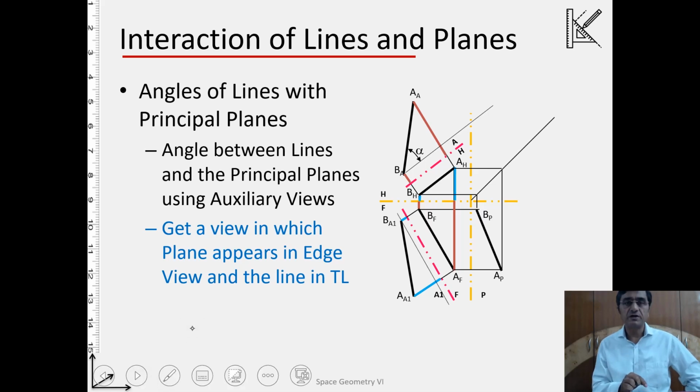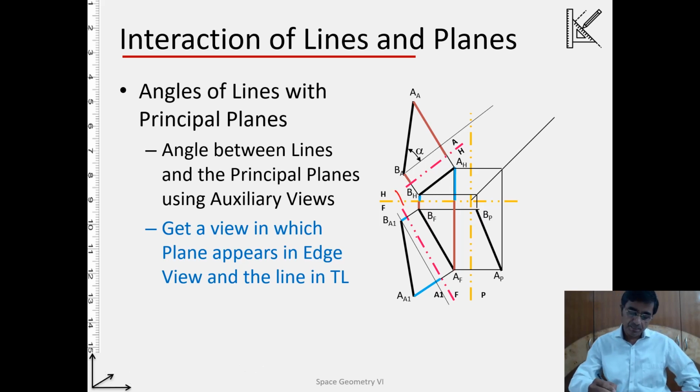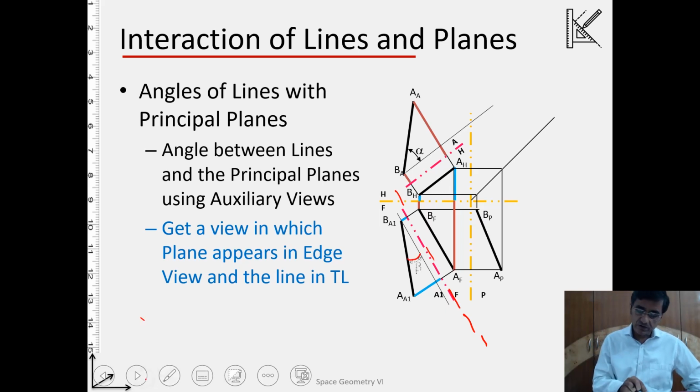Alright, so once we have this, now the hinged line here is also the edge view of the frontal plane. Okay, it is the edge view of the frontal plane, so we can determine this angle. So let us see this angle, and the angle is beta. So that's the angle of the line with the frontal plane. Same thing very quickly we can do for the profile also.